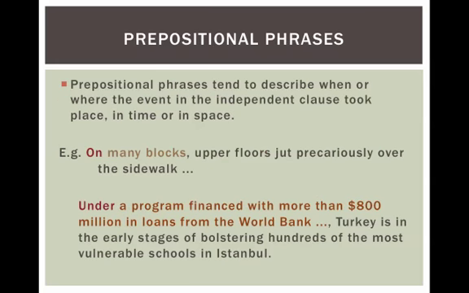Prepositional phrases describe when or where the event in the independent clause took place, in time or in space. So, one example: "On many blocks, upper floors jut precariously over the sidewalk." That's a pretty concrete, spatial thing. The second example is a more abstract placement: "Under a program financed with more than $800 million in loans." This is a prepositional phrase again. Under is a preposition. Clearly you'll find it on your lists.